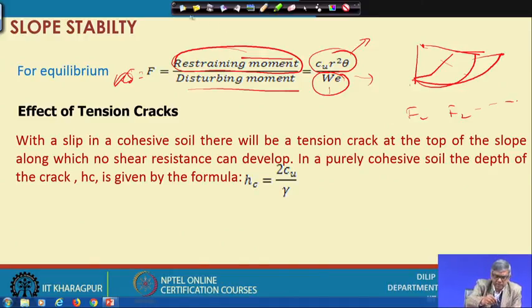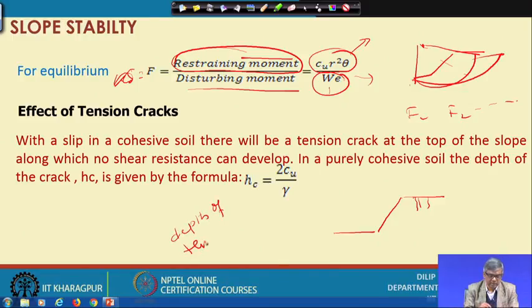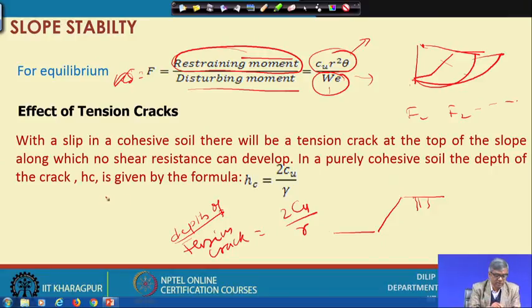Now, while doing this, one thing to be remembered: when there is a clay soil, if the slope is made of clay, sometimes cracks form. Up to what depth cracks can go, we discussed during earth pressure. When there is a pure cohesive soil, the depth of tension crack will be equal to 2 Cu by gamma, and in fact the depth of unsupported cut will be just double, because the pressure diagram was something like this.